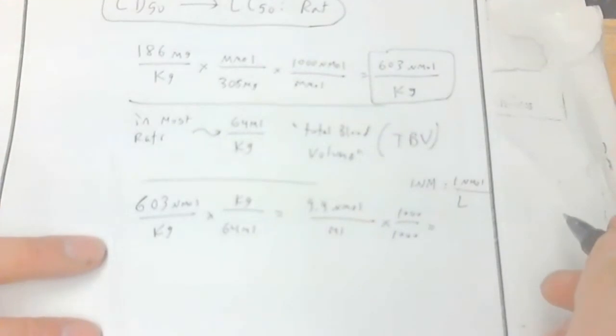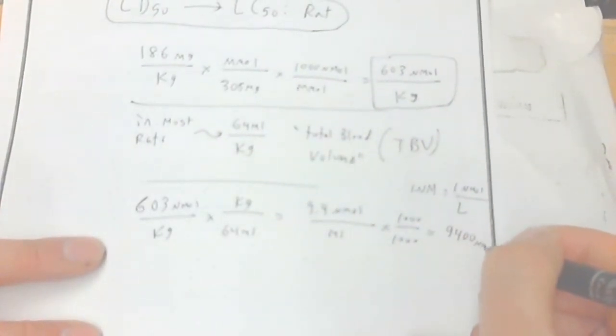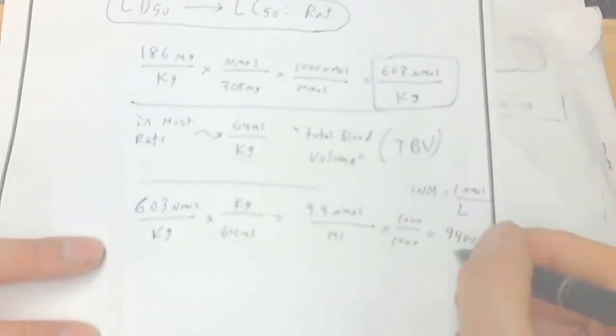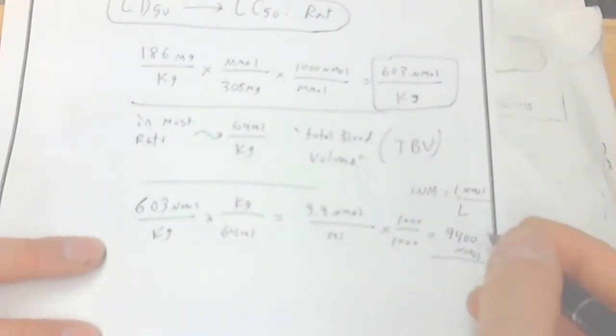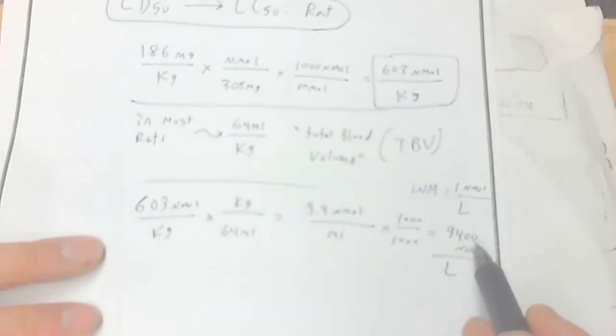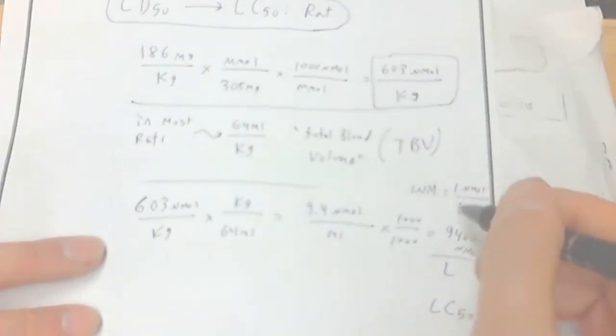all we got to do is basically times this by 1,000, and now we got 9,400 micromole per liter, because 1,000 mils is a liter. That's how we basically got this LC50 for a rat. All right.